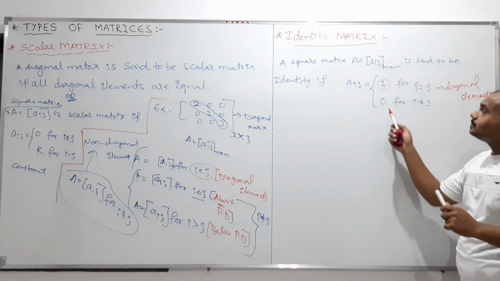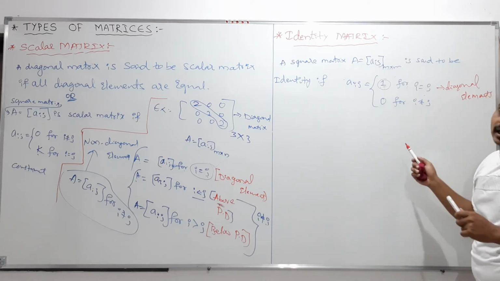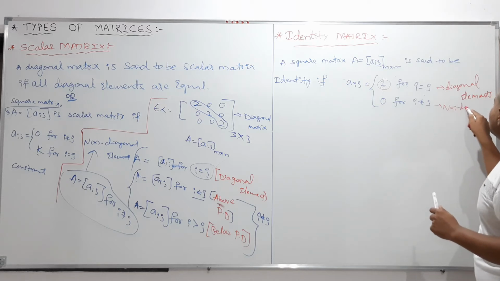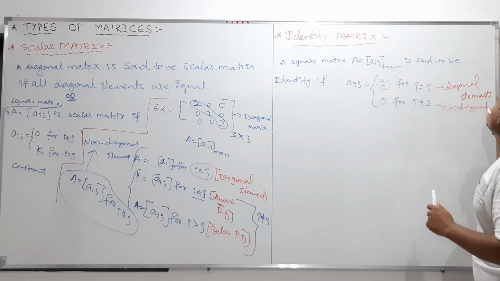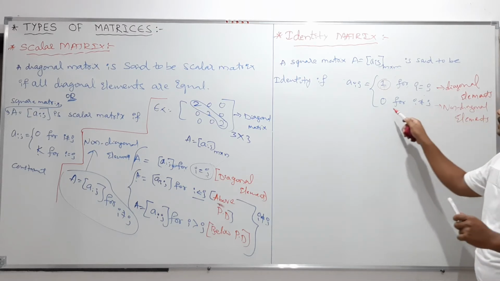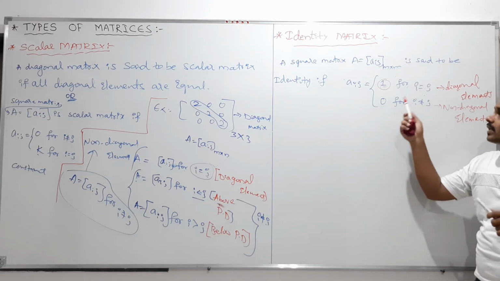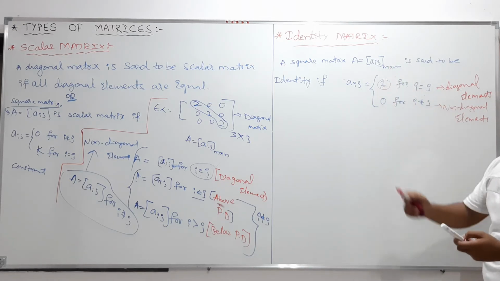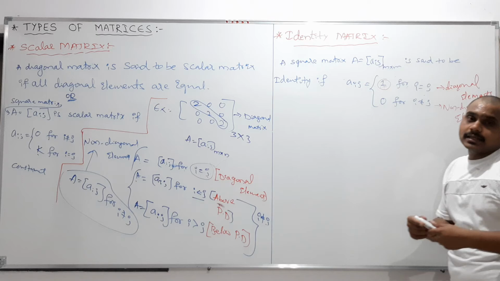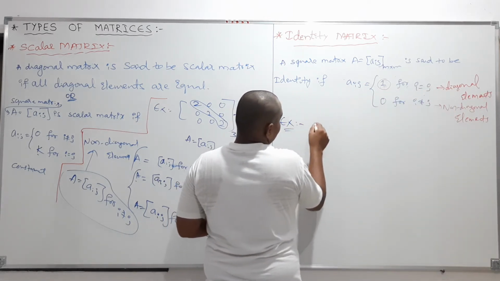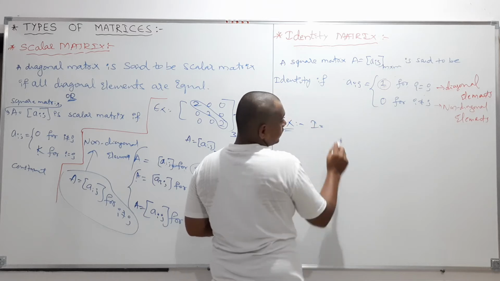And next, for i not equal to j. i not equal to j means these are nothing but non-diagonal elements. Here, my dear students, the non-diagonal elements must be 0 and diagonal elements must be 1. Then such a matrix we can call the identity matrix. Generally the identity matrix is denoted as I.